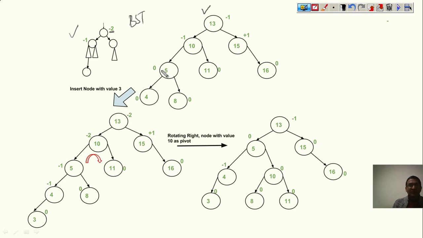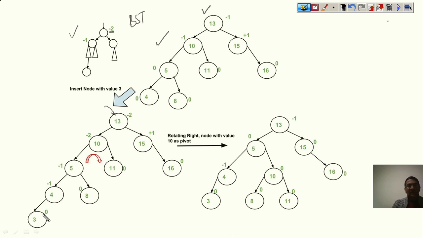Now on this tree we are inserting a node with value 3. So how do we insert the node with value 3? We have to start from the root. We check 3 is less than this, we go this side. 3 is less than this, we go this side. 3 is less than this, we go this side. 3 is less than this, we go this side.